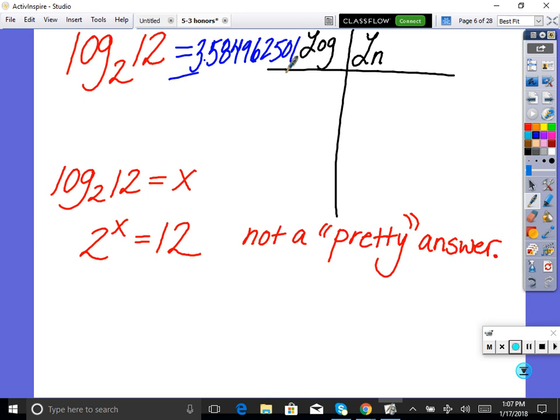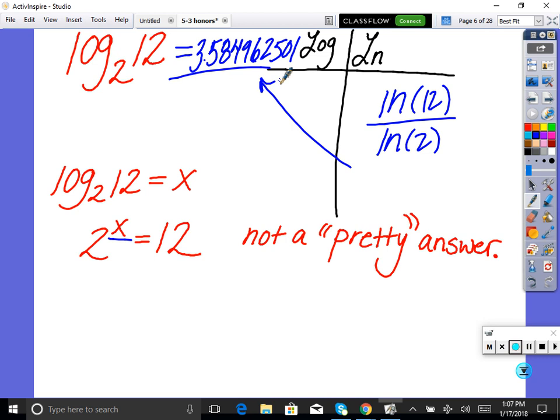Cool. Check it. So you would do 2 to that answer, 2 to that entire decimal. Does that equal 12? It does. And we could have used ln. We could have done ln of 12 divided by ln of 2, and we get that same decimal. Is everybody good with that?